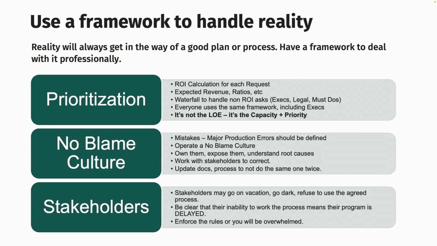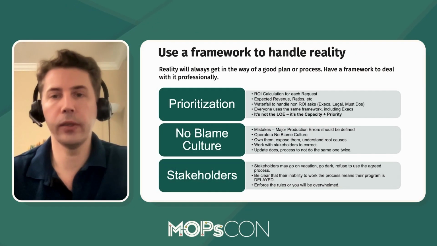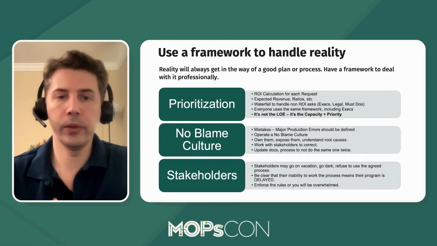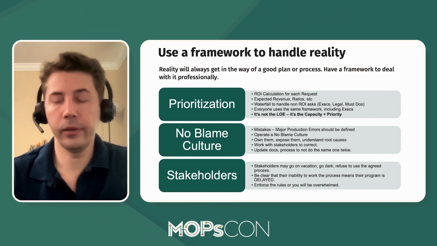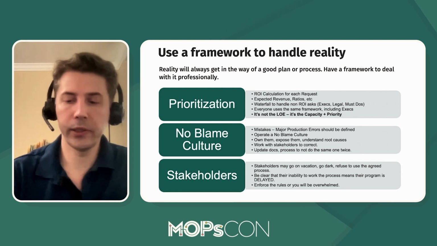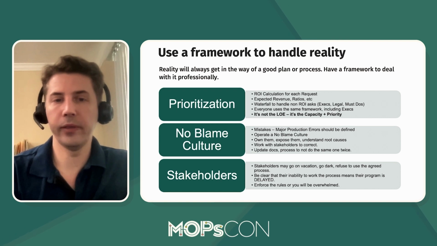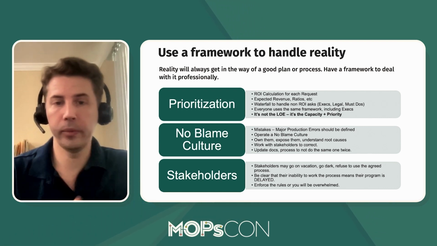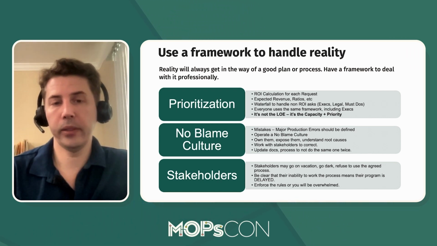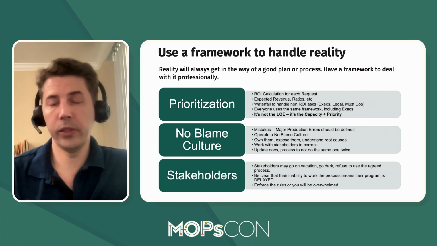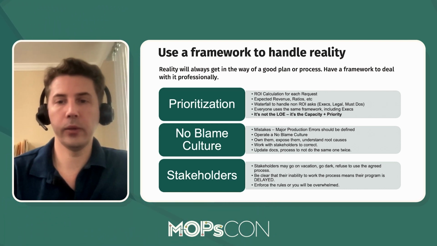You're always going to have a legal thing, a must do, and what is that set of steps and how does that push off other work? And everyone should be using the same framework, including executives. Because ultimately, at the end of the day, it's not about the level of effort something takes. It's about your capacity and the priority. I always operate a no blame culture, at least on my team. If there is a production error, how do we define that? If it happens, we talked a little bit about how to handle that. But ultimately, it's about being accountable and resolving it and being open about it and learning.